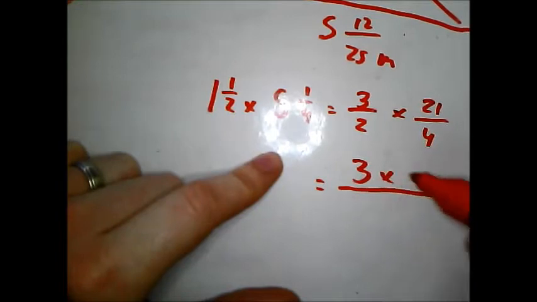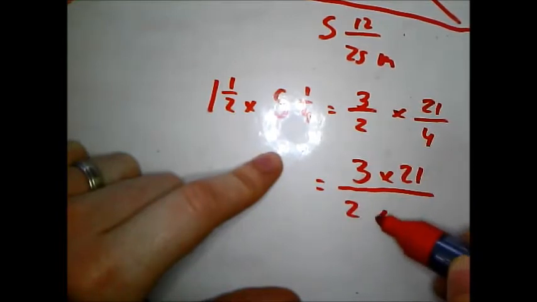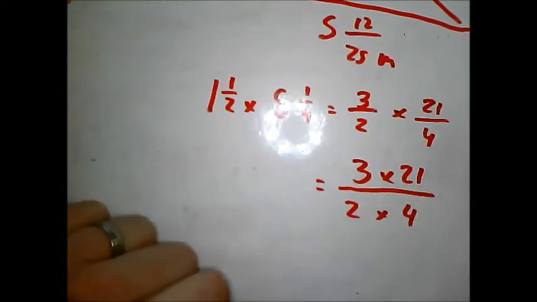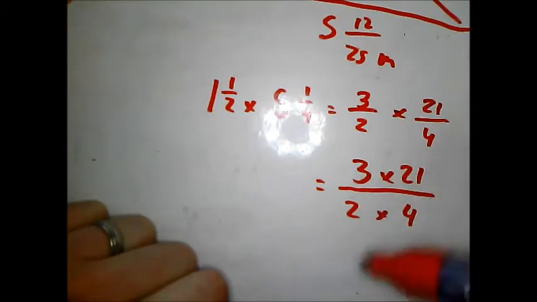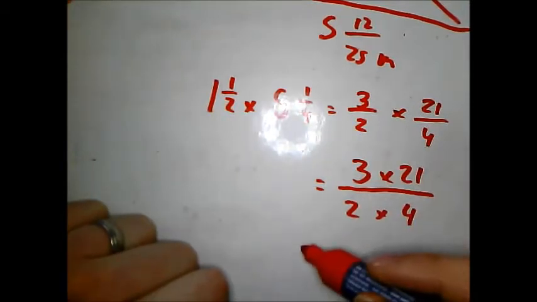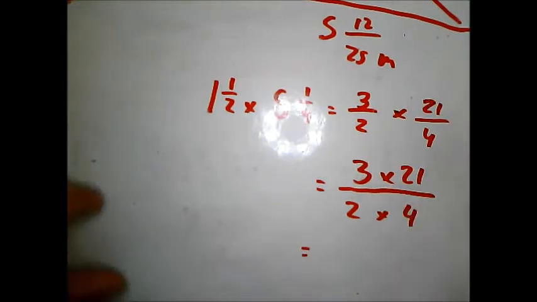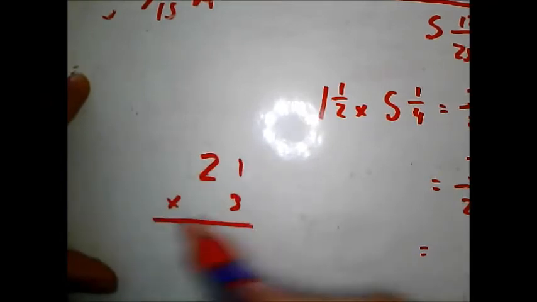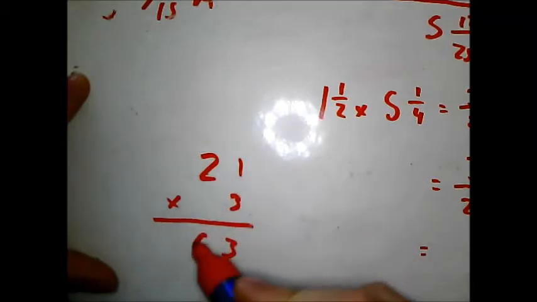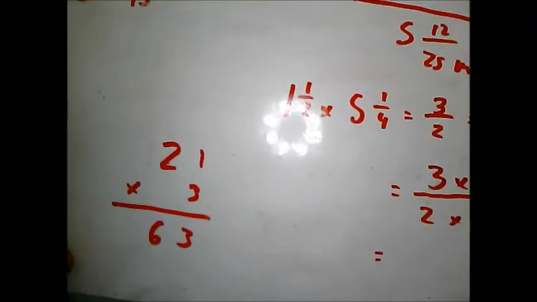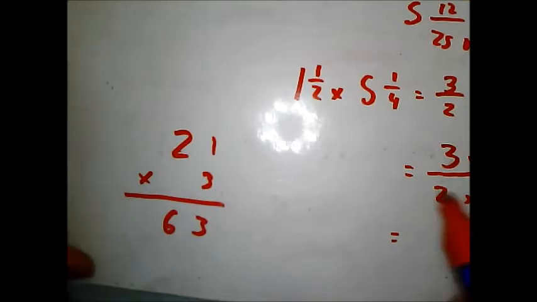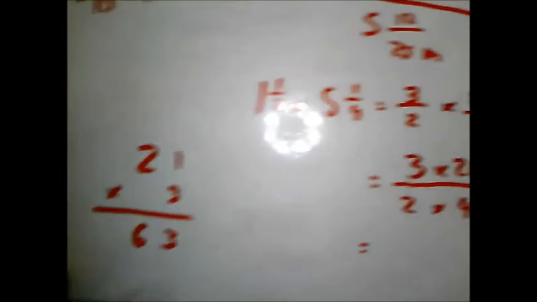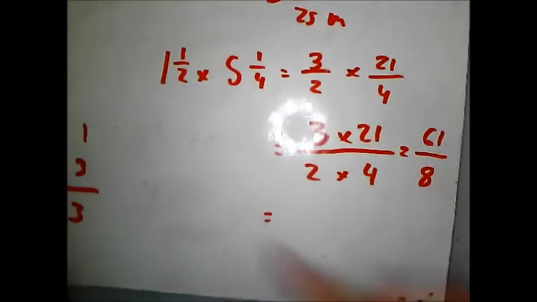Multiply the numerators, 3 times 21, and the denominators. And we're going to look for common factors, which they are not. So, here you need to do 3 times 21. If you need to, you can do a little quick column multiplication. So 3 times 1 is 3, 3 times 2 is 6. So that's going to give me 63 on the top. And then I'm going to multiply that by 2 times 4, so that's going to be 8. Okay, so I've got 63/8.